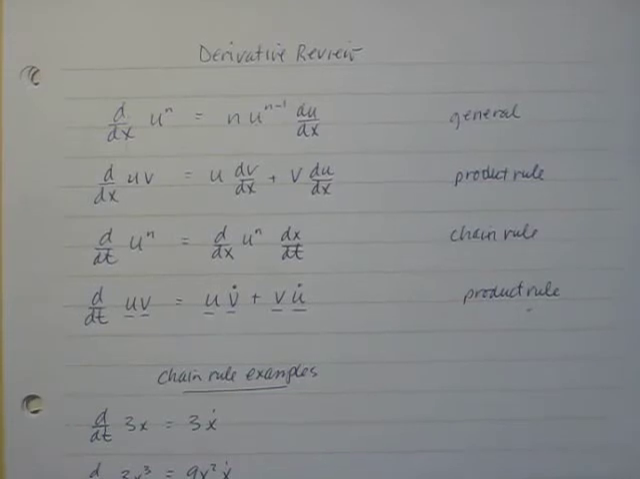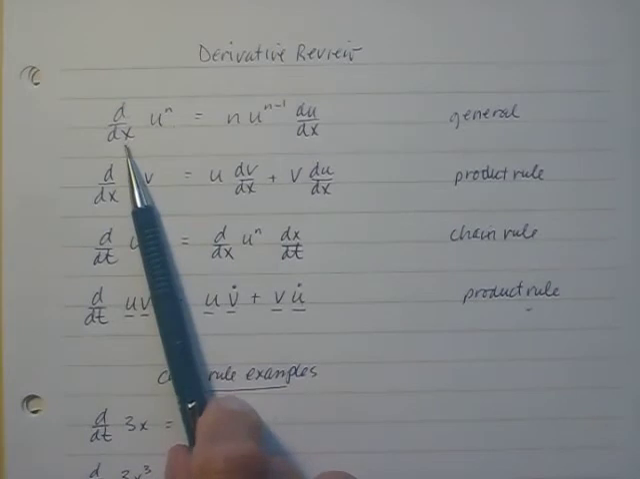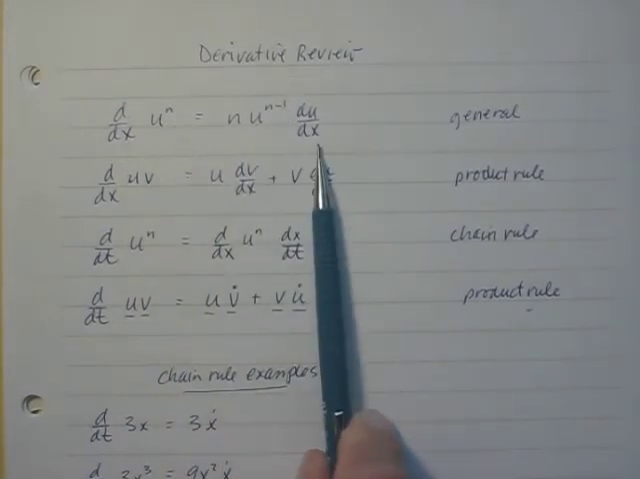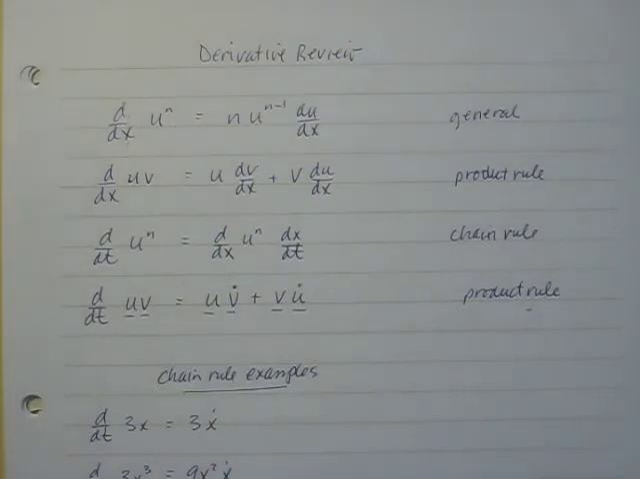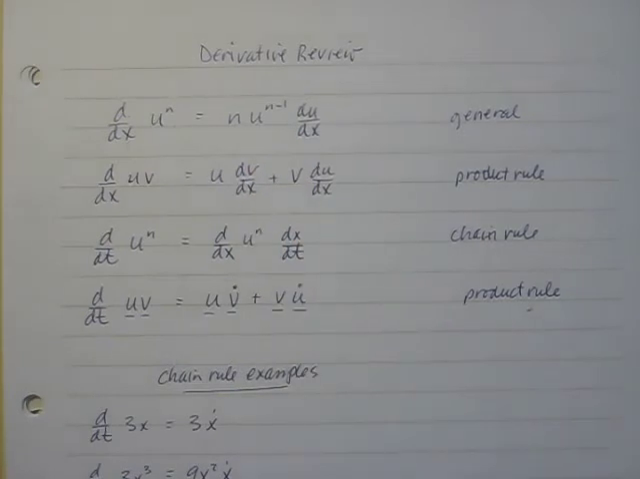This is a review of derivatives as used in dynamics, and this is the most general form. The derivative with respect to x of u to the n is equal to n u to the n minus 1 du dx. Here u is a function of x of some sort. It could be a simple function of x, or it could be more complex like a polynomial, but you would use this general form if trying to find the first derivative with respect to x.